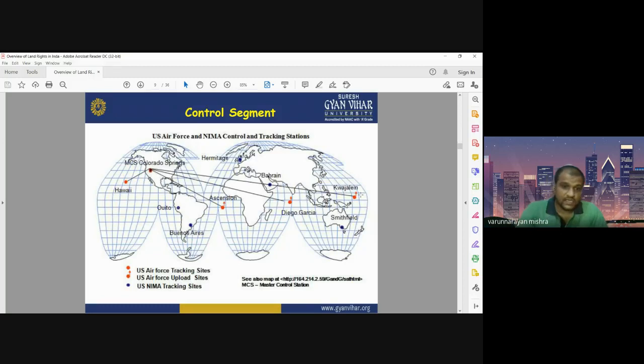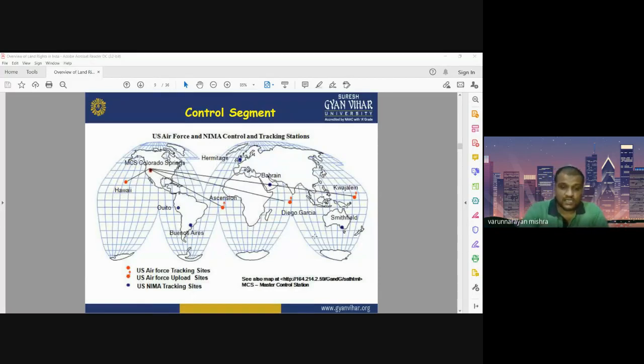There are also some other tracking systems used to track the satellites, shown here as blue dots. But majorly there are four tracking sites, four ground control stations placed at four different locations around the world. So they can easily monitor and track the movement and position of the satellites, and also track their health, whether they are working properly or not. This is about the control segment.